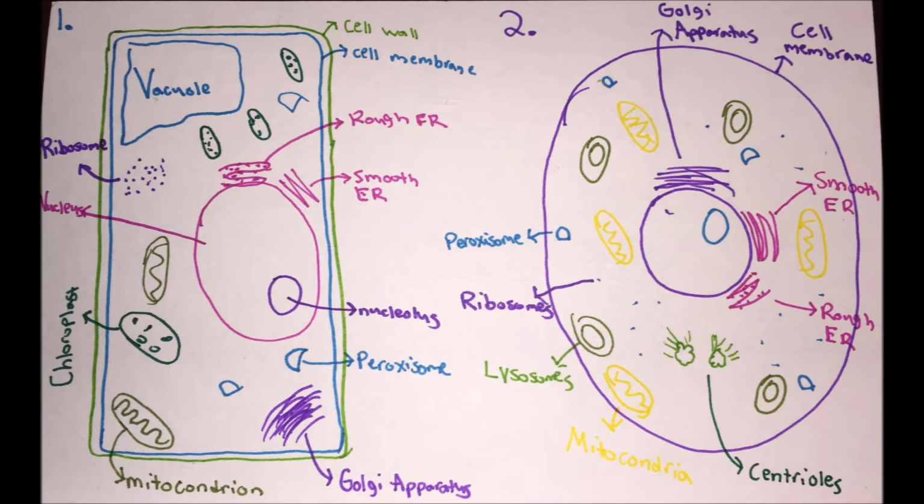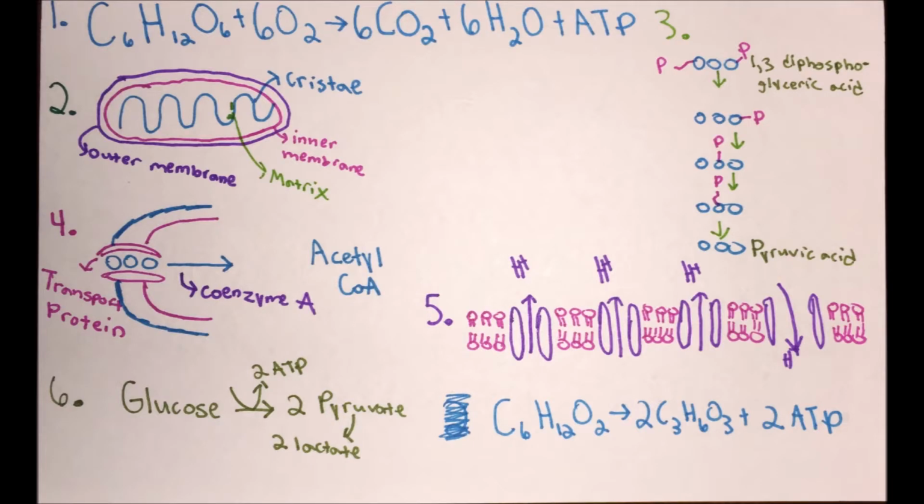The major differences between a plant cell and an animal cell is that an animal cell does not have a cell wall or a large central vacuole, and they do have lysosomes, which plant cells do not have. Animals cannot undergo photosynthesis, so their way of producing energy is through cellular respiration.